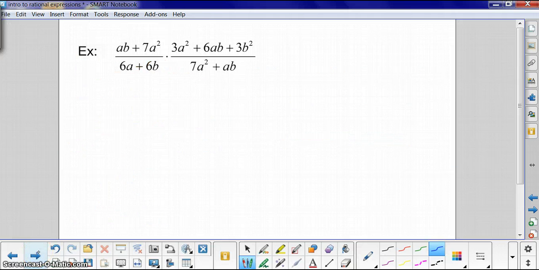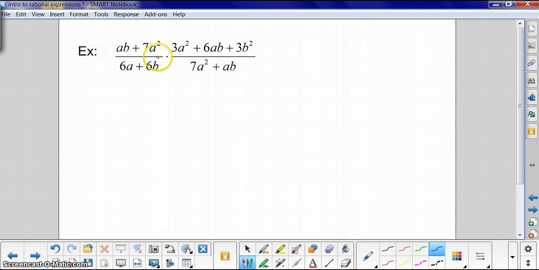Here's an example problem. It's an involved example problem. Let's see how it goes. Here I have this fraction ab plus 7a squared over 6a plus 6b. Notice the GCF, something we'll want to factor out. Here I have this binomial, I see a GCF of 6 here. And then I have 7a squared plus ab. Well, that looks very familiar.